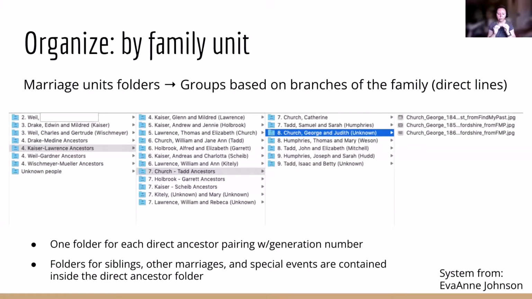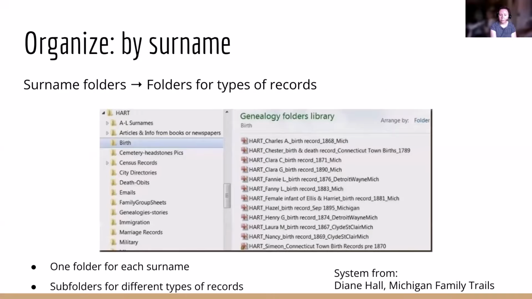You want individual files, individual folders. So maybe you would prefer something more like a surname folder. So the surname folder is the overhead folder, and then all the subfolders are by type of record. So this combines a surname folder with different types of records. And then under Hart and birth, here's a whole list of all of the birth records and birth certificates for anyone named Hart. So maybe if you're doing a surname project or something like that, this is going to be a better choice for you. And this system is from Diane Hall from Michigan Family Trails.